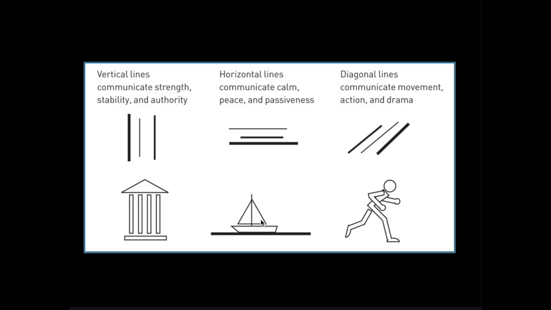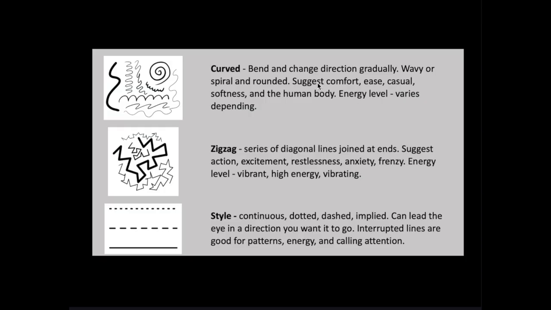Vertical lines a lot of times convey strength, stability, and authority, like here on a temple. Horizontal lines can communicate calm and peace and passiveness, like the boat on the horizon. And diagonal lines are action and drama. So a person moving forward, there's a motion, there's an energy to a line going across a square canvas. So curved lines bend, gradually change direction. They have an organicness. It feels like the human body sometimes. They suggest comfort and casual. Zigzags, they can be restlessness or anxiety, frustration, vibrant or high energy. They're bouncing our eyes around constantly.